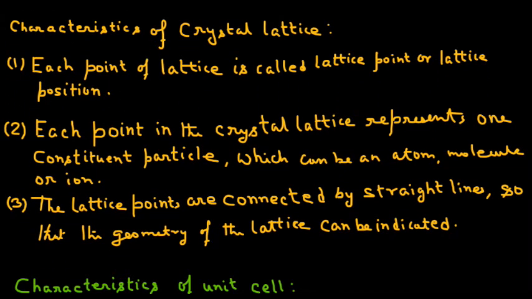Characteristics of crystal lattice. First, each point of the lattice is called a lattice point or lattice position. Second, each point in the crystal lattice represents one constituent particle, which can be an atom, a molecule, or an ion. Third, the lattice points are connected by straight lines so that the geometry of the lattice can be indicated.